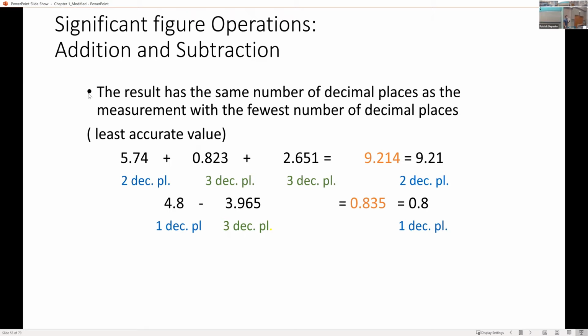In this example, you see the first number, 5.74, has 2 decimal places. The other 2 numbers have 3. Meaning the 5.74 is your weakest link, your least sensitive number. So your answer must have 2 decimal places. So it's 9.21. Basically, you're only as precise as your least precise measurement, or only as sensitive as your least sensitive measurement. And in the next one, you have 4.8, 3.9, and so on, with 1 decimal place, so your answer has to have 1. Make sense? Cool. Now let's do a tricky one.